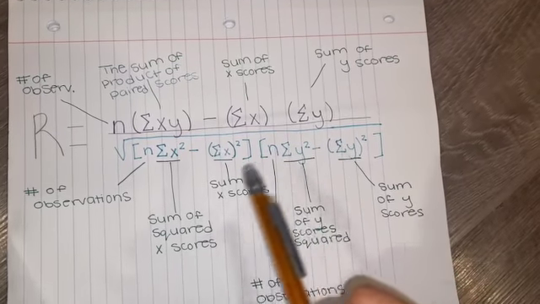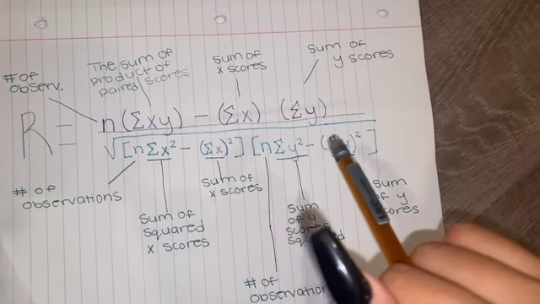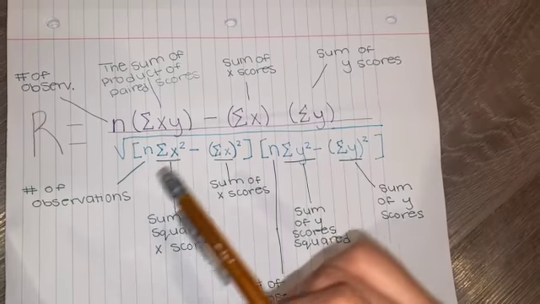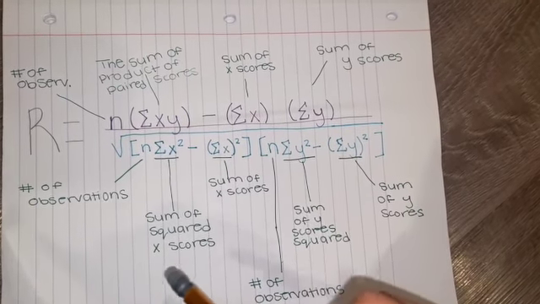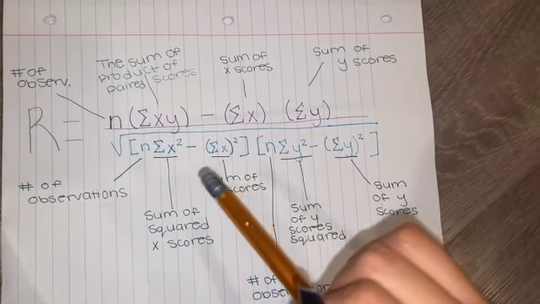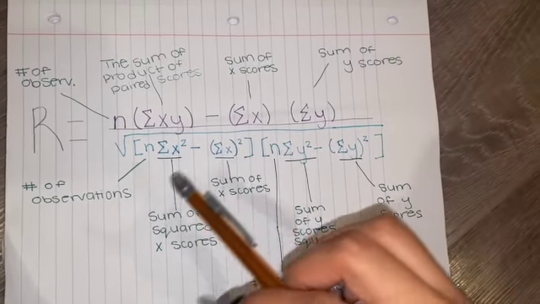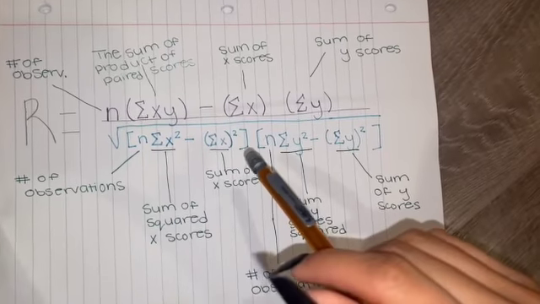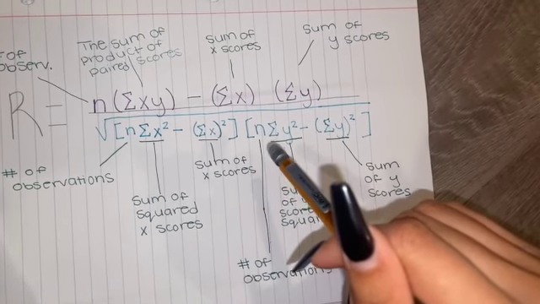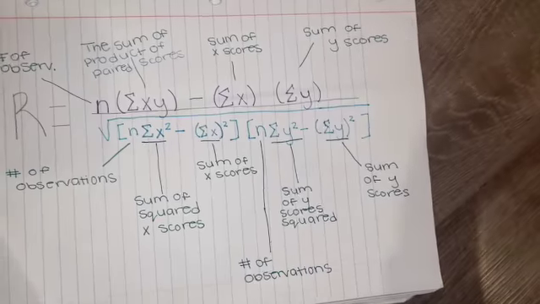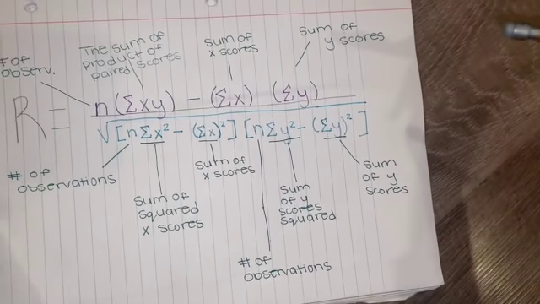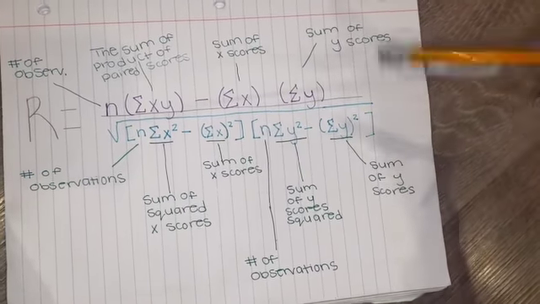And all of that's going to be divided by the square root of this bottom portion. So you have n again times the sum of your squared x scores minus your sum of x scores, squared. So make sure you have that distinction. Times your n again times the sum of your squared y scores minus your sum of y scores, squared.